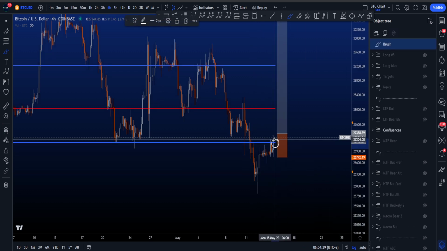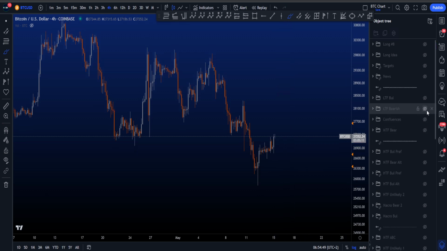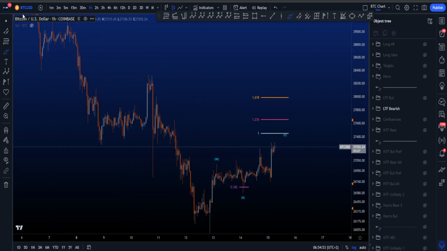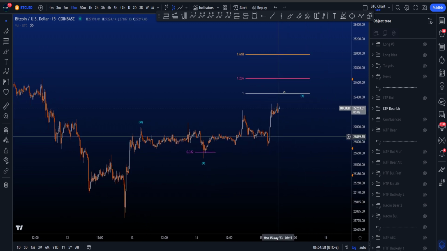Maybe a backtest of the value area low, because price can always still do this. If it backtests the value area low and it doesn't hold and continues down, then yeah, you know, that also happens. So make sure you stick to your plan and your strategy. If we then go to the lower time frame scenarios and we switch to the 15-minute, we've been in a range for quite a while now.